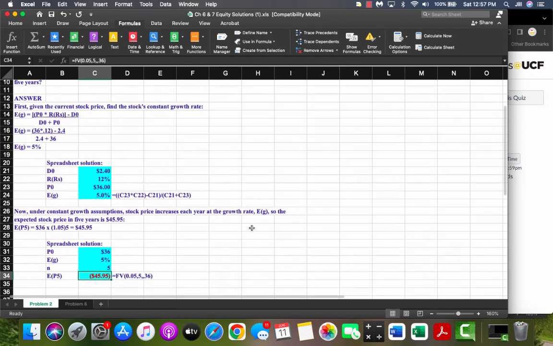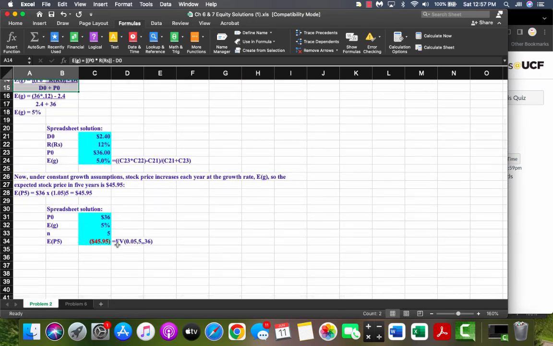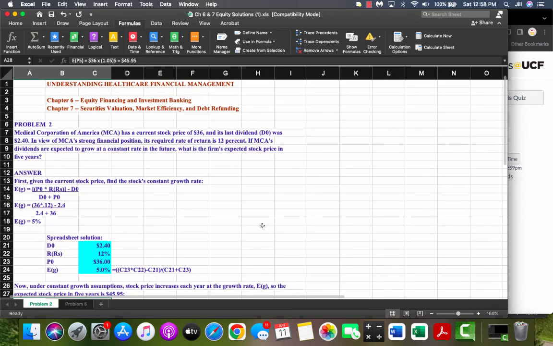So that's how you do that. It's kind of a two-piece equation. One, we have to use a more manual equation, and then one we can use the future value formula within the actual Excel spreadsheet. But you can also calculate it out with just longhand as well if you prefer to do that. And it's just 36 times the percentage times 5, and it's 45.95. So hopefully that helps. Those were the only questions I got.